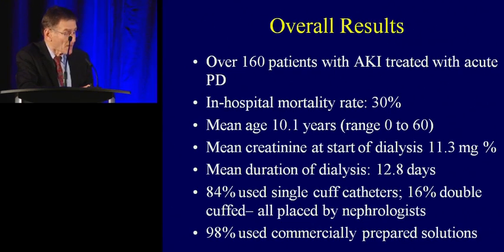So overall now, we've dialyzed over 160 patients with AKI with acute PD. In-hospital mortality rate runs around 30%. Mean age has been 10 years, so it's mostly children. The oldest patient is 60 years old. Mean creatinine at the start of dialysis is 11.3. Mean duration of dialysis is about 13 days. Cuff catheters are used in almost everybody, either single cuff or double cuff. 98% have used commercially prepared solutions. So the results have really been very good.